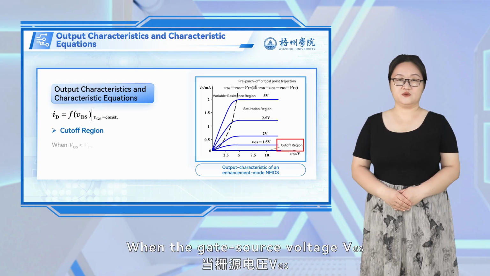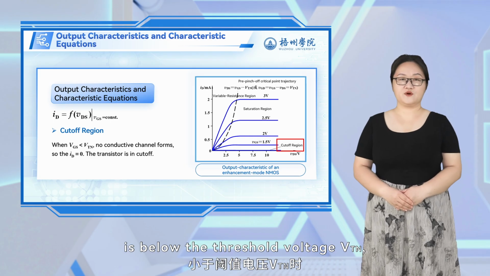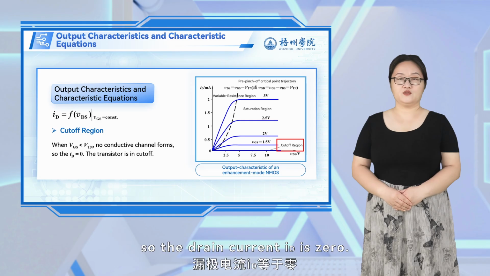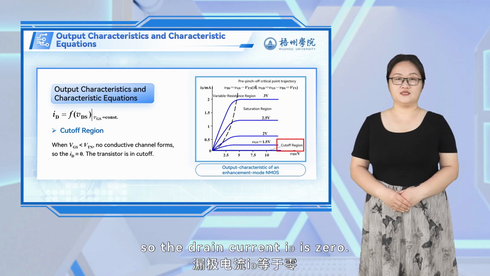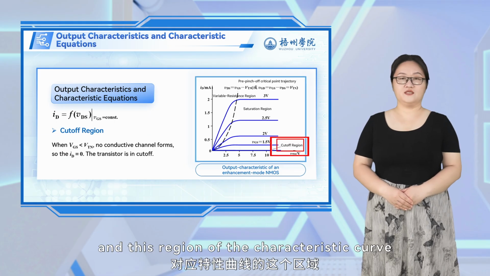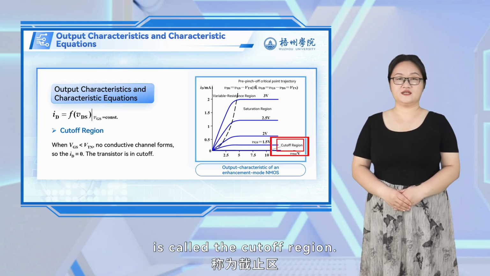Cutoff region. When the gate source voltage V_GS is below the threshold voltage V_Tn, no conductive channel forms, so the drain current I_D is 0. The transistor is in cutoff, and this region of the characteristic curve is called the cutoff region.